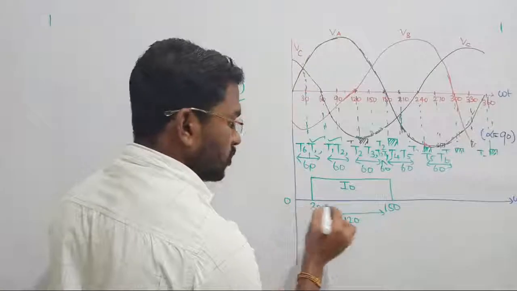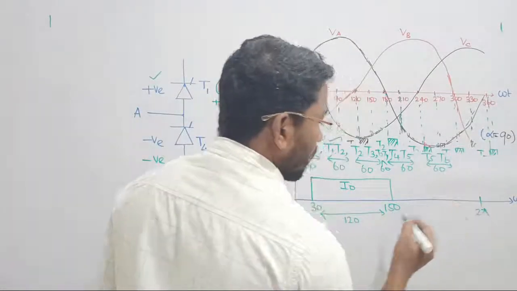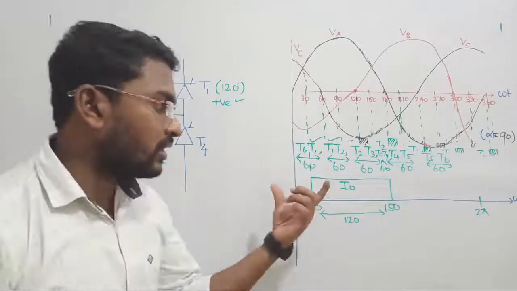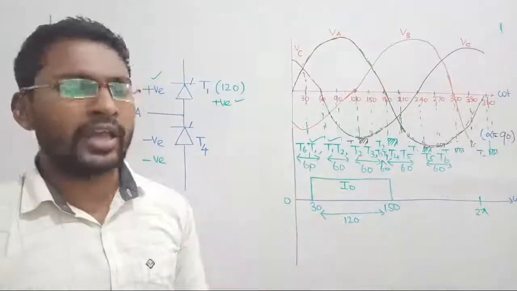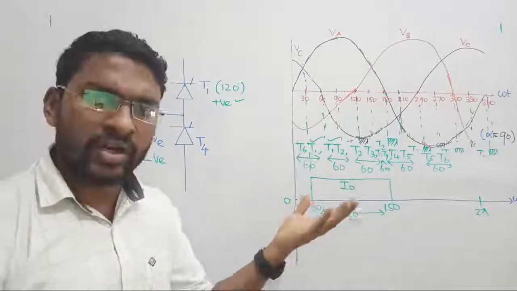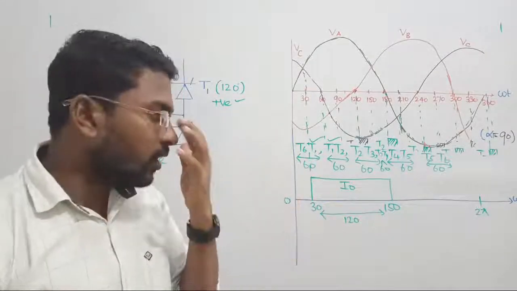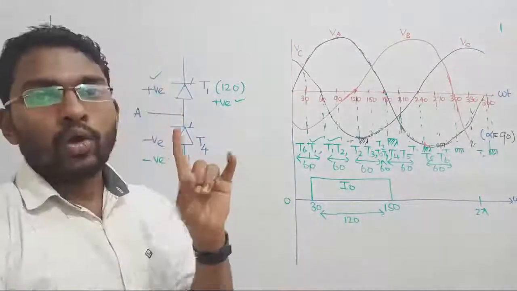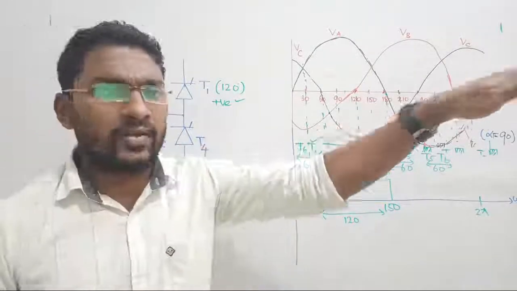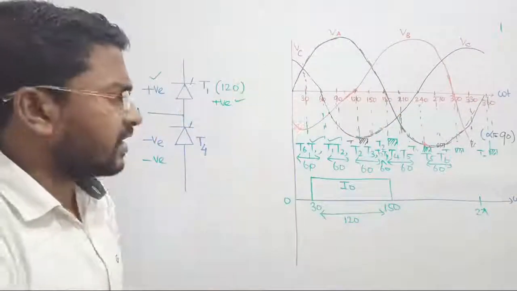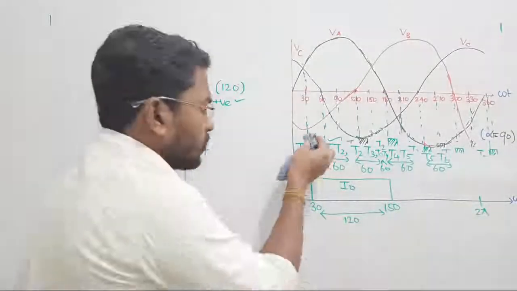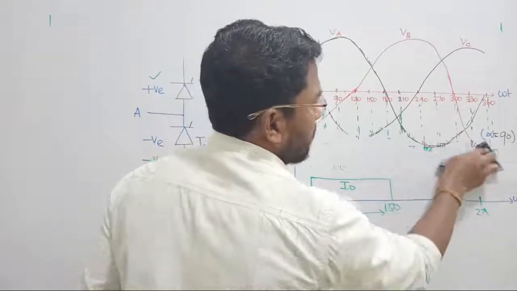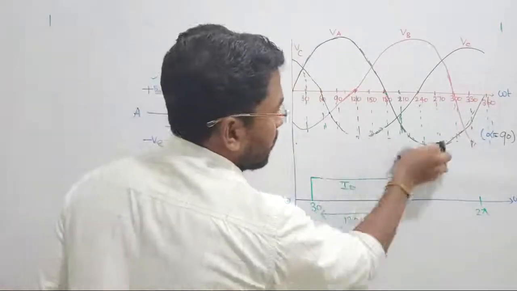Over a period from 0 to 2 pi, if I consider a single thyristor, one thyristor will conduct only for 120 degrees. Either you can consider thyristor T1, T2, T3 or T4, that is your wish. The conclusion is that one thyristor will continue its conduction only for 120 degrees, whereas the output current is continuous. There is no mistake. Let me draw the output current also. But who will be carrying that output current? That is the question here.